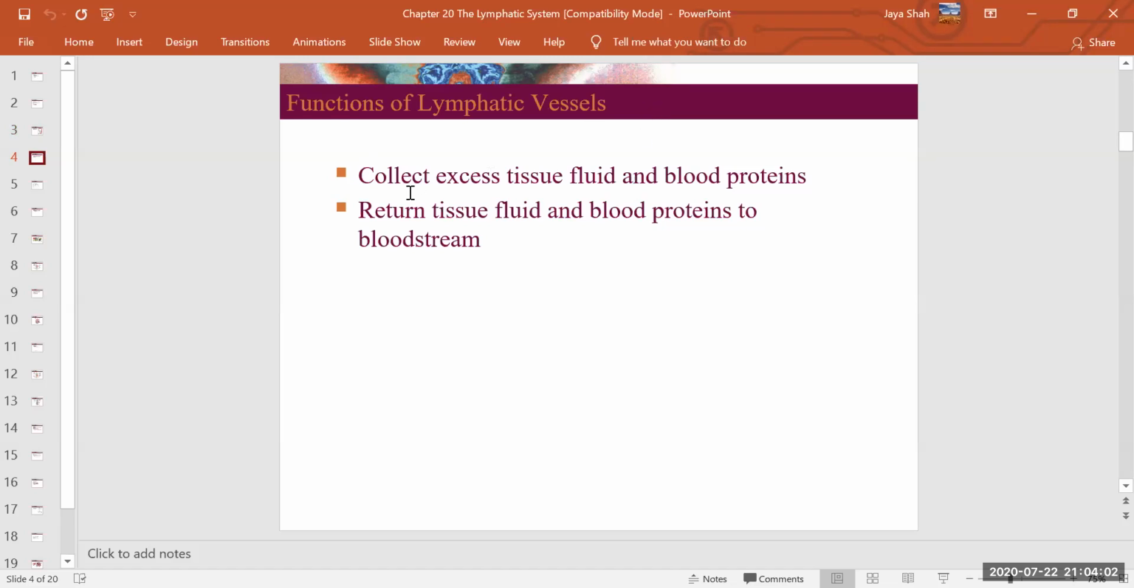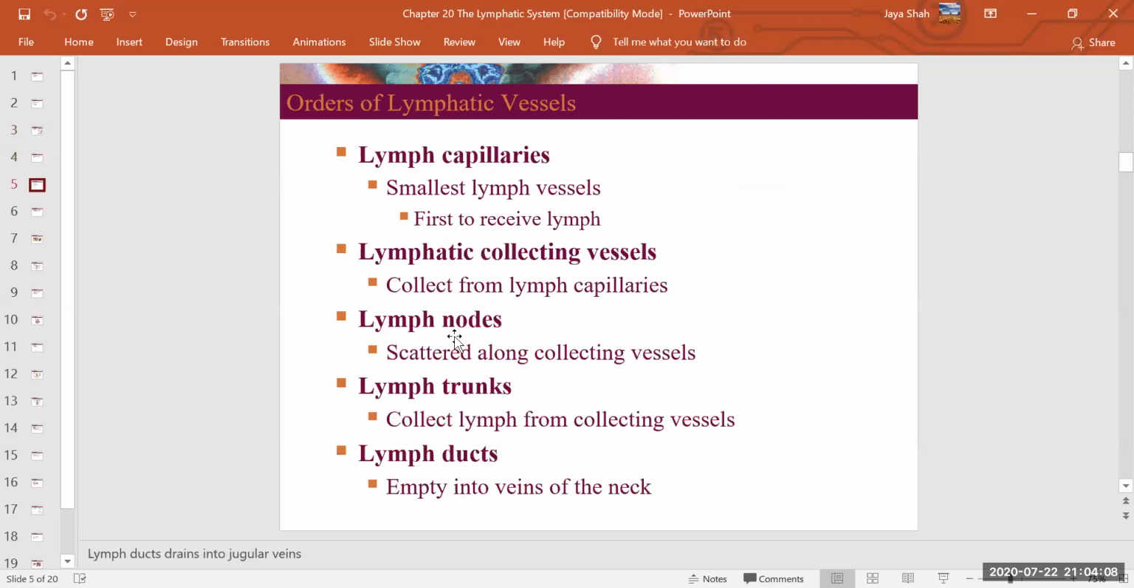The function of the lymphatic vessel is to collect tissue fluid and blood proteins and return them to the bloodstream, as you remember. So what is the order of lymphatic vessels? Lymphatic capillaries, lymphatic collecting vessels, lymph nodes, lymphatic trunks, and lymph duct. The lymphatic duct empties into the veins of the neck, and these are the largest structures in the lymphatic system, okay? So the lymphatic ducts drain into the jugular veins.